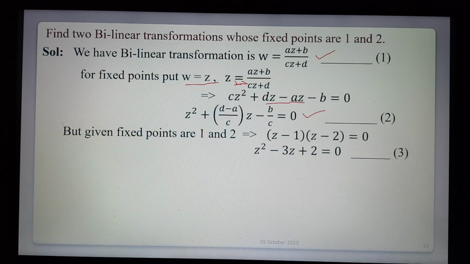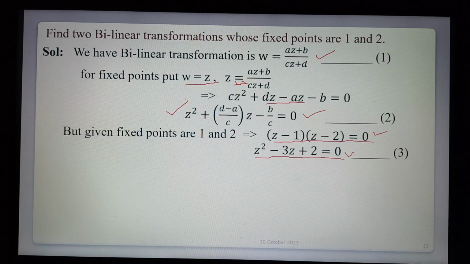Okay na. So by given fixed points are 1, 2, so by the known equation from the roots 1 and 2, that is the formula: (z minus 1) into (z minus 2) is equal to 0. This is one of the quadratic equations whose fixed points are 1 and 2. That is equal to z square minus 3z plus 2 is equal to 0. So this is, from the given fixed points, the quadratic equation. But already finding the quadratic equation from the bilinear transformation, observing 2 and 3, both are equal.